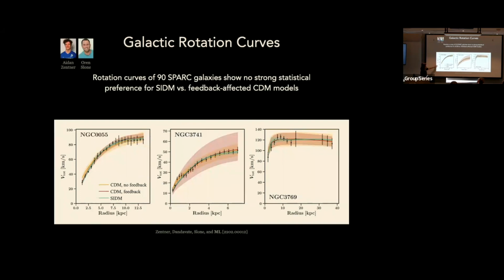You can see that from these three example galaxies here. The CDM with feedback models are shown in red, the SIDM are in green, the data is in black. In each of these cases, they both do equally well in fitting. The SPARC galaxies are some of the largest rotation curve data sets that we have to date. So at least with this set, it doesn't look like it's enough to separate out these two models, although as we continue getting more rotation curve data, it might do better.